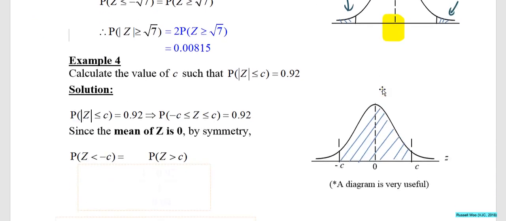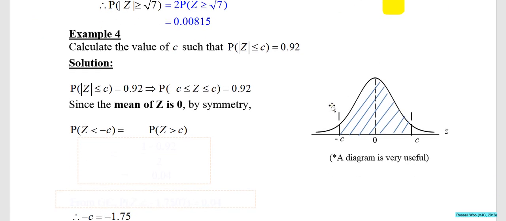Example 4. Now, it's almost the same problem. You have to use inverse norm. Why? Because now you want to find C such that the area is 0.92. Again, I stress how useful this diagram is. You want this area to be equal to 0.92.